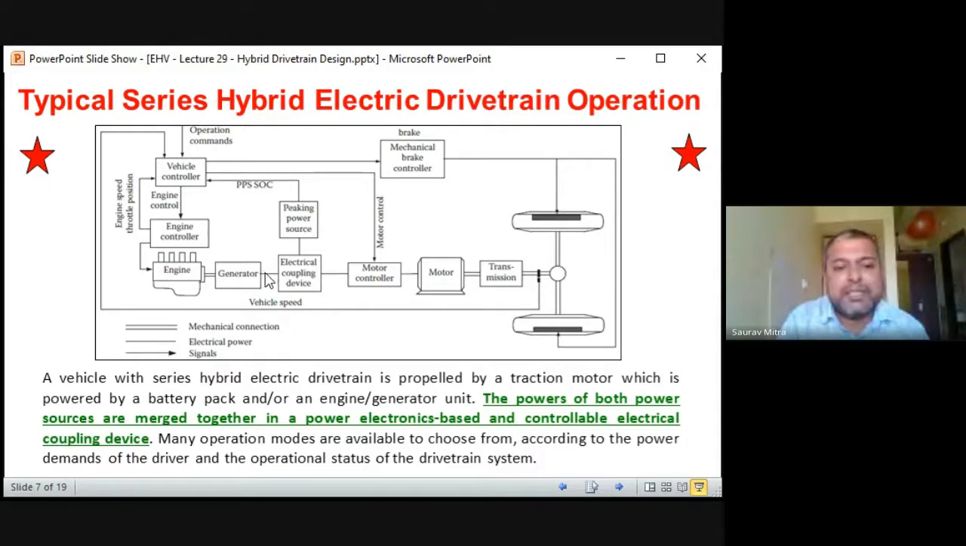So from here it is a DC to DC converter, and power goes to the motor. From the generator this is an electrical link. You can say there is no arrow, so these are all electrical links up to this point. Generator, electrical coupling, motor controller, and motor: these four are electrically connected. Okay, and this vehicle controller is controlling the motor also, so depending on how much acceleration, all these things are asked.